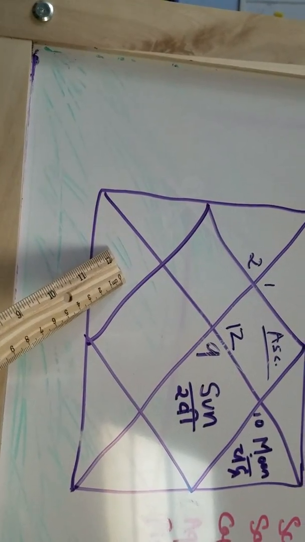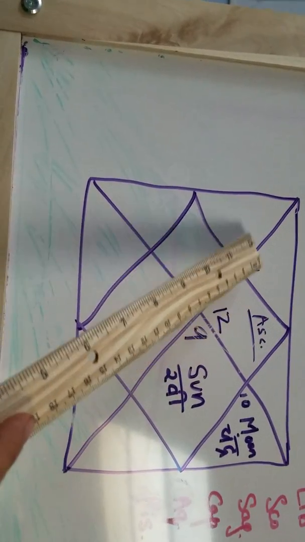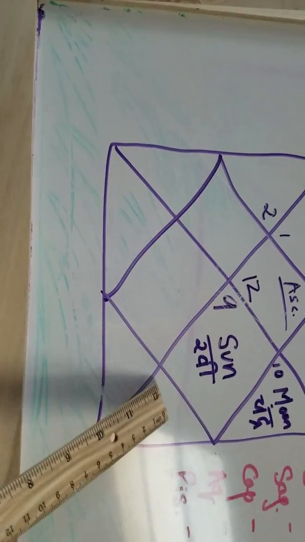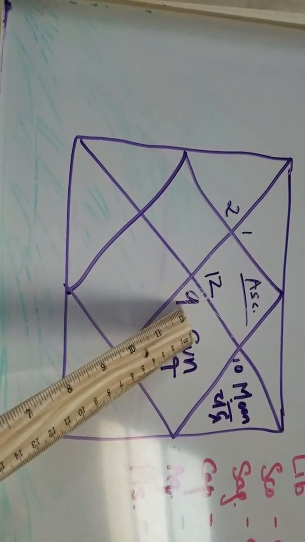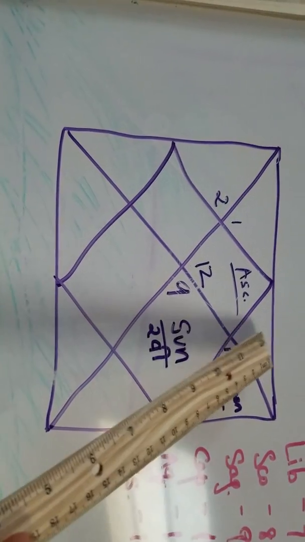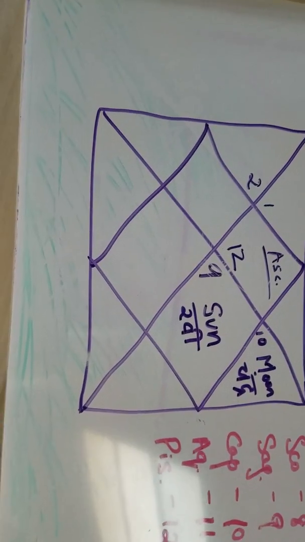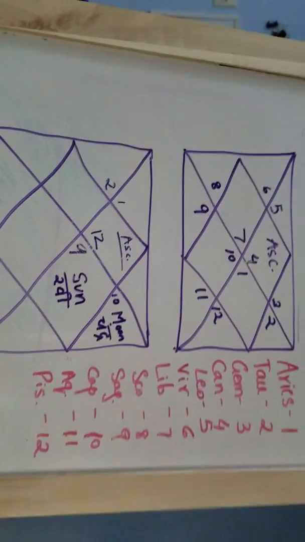What number do we have here? So if this was 1, 2, 3, 4, then we have 5, 6, 7, 8, 9. That's Sagittarius. 10, that's Capricorn. 11, that's Aquarius. Okay?